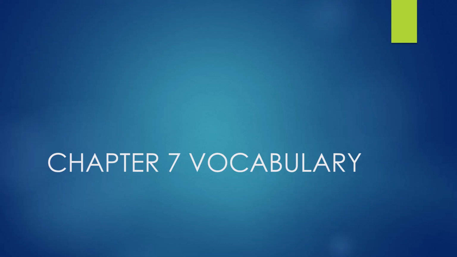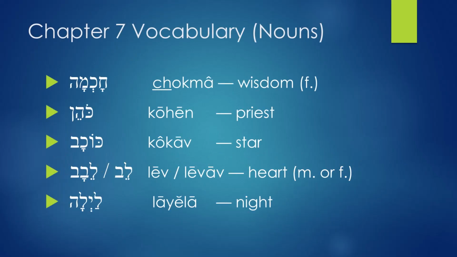Let's look at chapter 7 vocabulary. Let's look at words that you need to know for chapter 7. Let's start with the nouns. First one, you have the word chokhmah. It's not hachma, it's chokhmah.